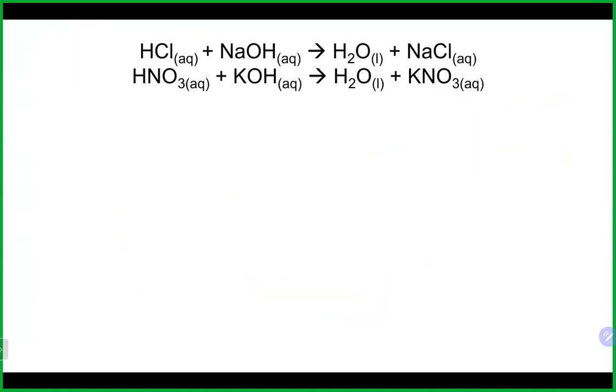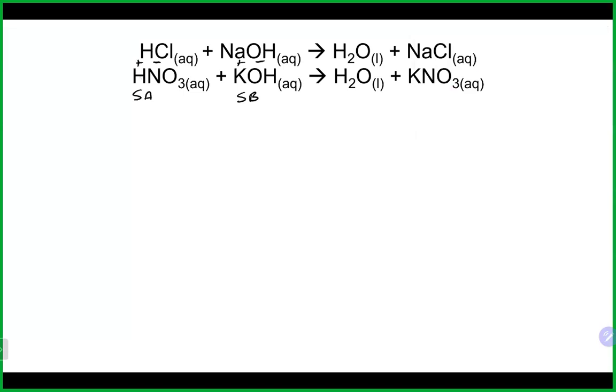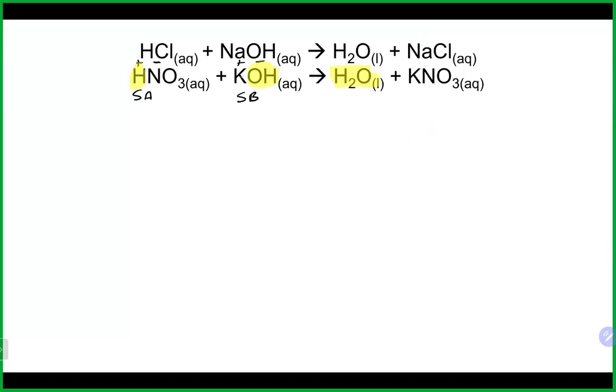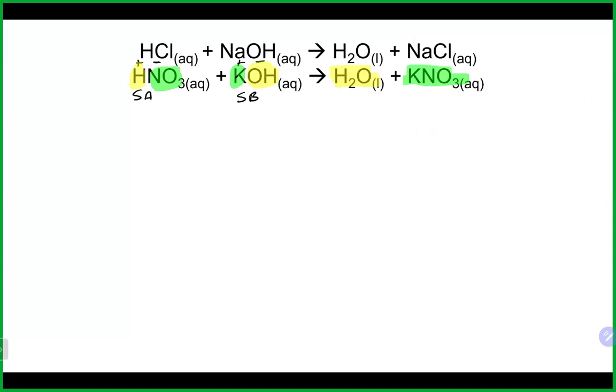Here's another example. This is a strong acid, which is nitric acid. This is a strong base. So again, positive, negative, positive, negative. Just like in the previous example, H from the acid, OH minus from the base is going to make our water when they switch. And what's left over is going to make our salt. So in this case, it's K plus, and nitrate, which is -1, will make our salt in this particular case.